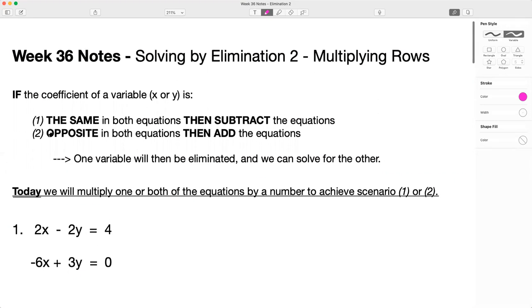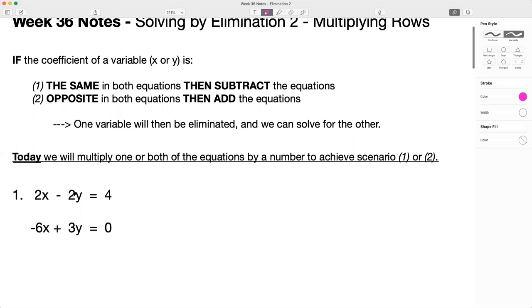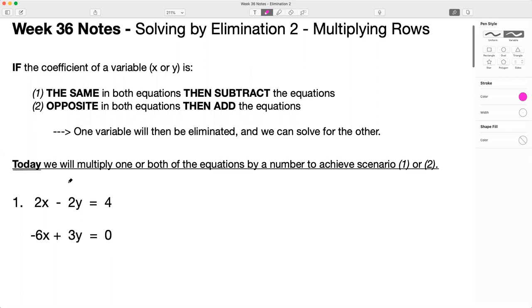But just follow me here. If they are the same in both equations, then subtract the equations. If they're opposite in both equations, then add the equations. So if this was a -2y and this was a +2y, then you would add the equations. But we don't have that here. Everything here, we've already learned. This is just review. We know what to do after that.